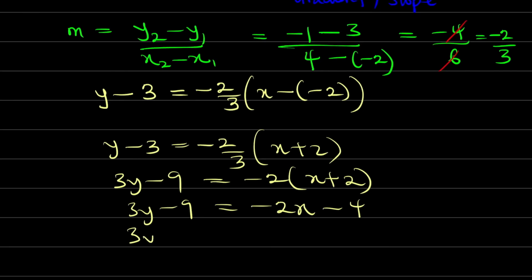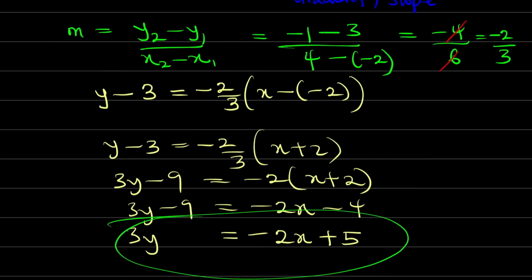So this is 3y is equal to minus 2x. If I take negative 9 to the right hand side, this will simply become plus 5. And this is my final equation: 3y is equal to minus 2x plus 5. Some would prefer it to be in the form y is equal to negative 2 over 3x plus 5 over 3. It is still the same thing. I've only multiplied through by 3.